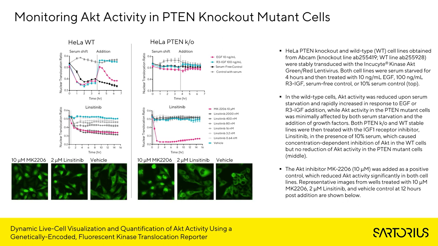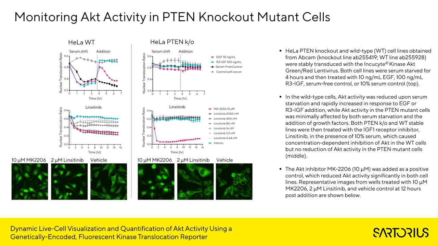Next, we'll look at monitoring AKT activity in PTEN knockout mutant cells. PTEN is a phosphatase known to dephosphorylate PI3K, therefore stopping the signal transduction in the PI3K AKT pathway. Cells with a PTEN knockout mutation are known to have constitutively active PI3 kinase and AKT activity. In this case, we look at HeLa wild-type cells and HeLa PTEN knockout cells.